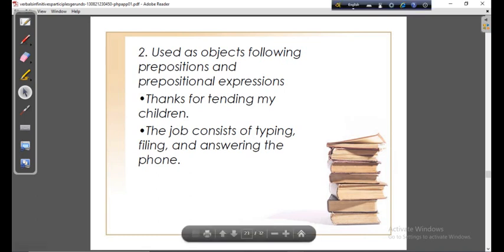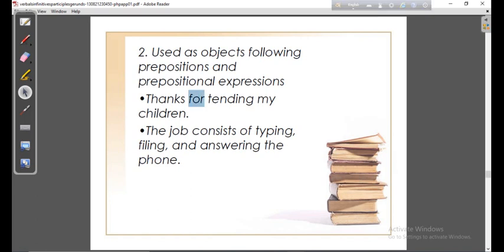Thanks for tending my children. So for is the preposition here, and after it there's tending. Tend is the main verb, and it has taken ing. So tending is no longer a verb now, rather it is working like a noun. So it's a gerund. Okay. Thanks for tending my children.